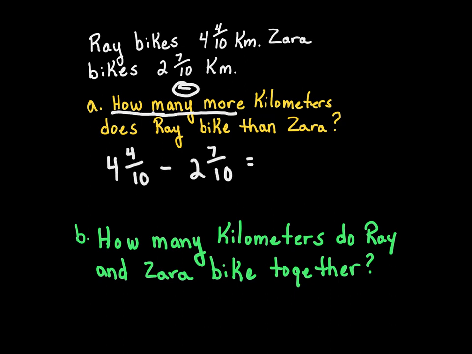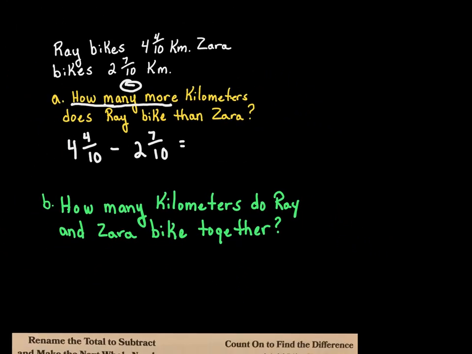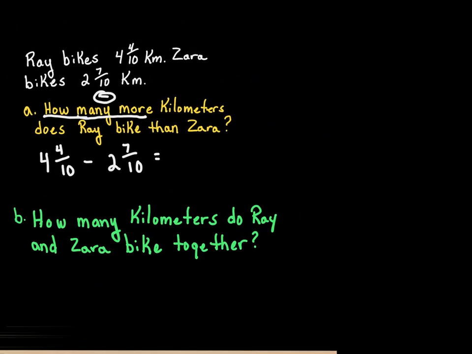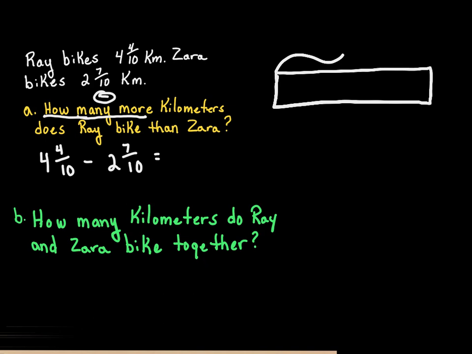We could also show this by using a tape diagram. We could say that this whole thing represents 4 4/10. We know that one section of this would be 2 7/10, and then we have to figure out the missing part of that tape diagram, which we would do by using subtraction.